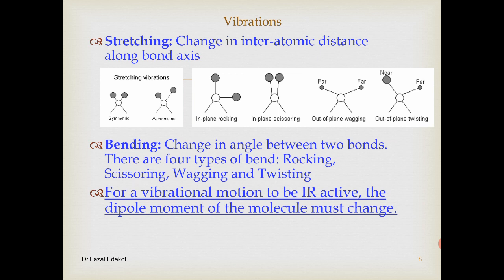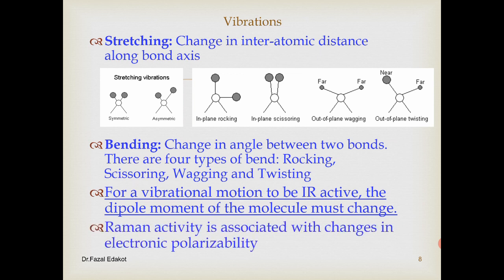Please understand, we have discussed one point: the weaker the bond, the lesser the energy. There is one more point. For a vibrational motion to be IR active, if you want to observe an IR spectrum for a molecule, the dipole moment of the molecule must change by absorbing the radiation. If there is scope for changing the dipole moment by absorbing radiation, then it is IR active.